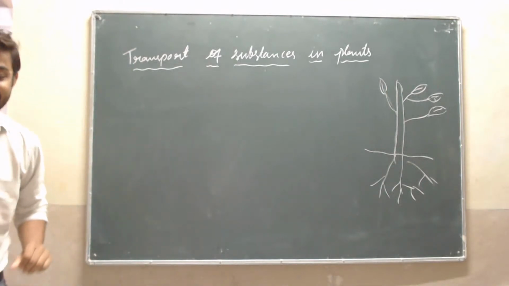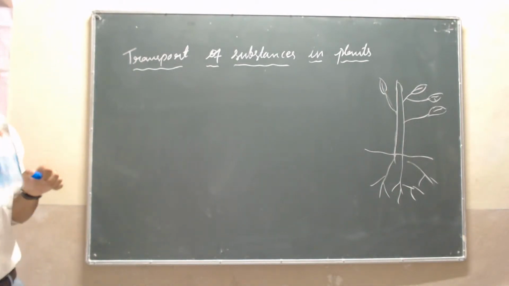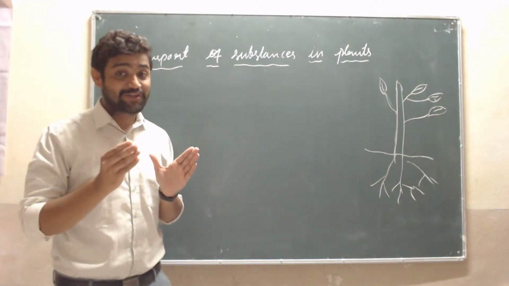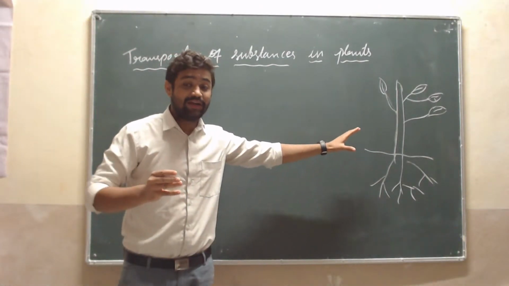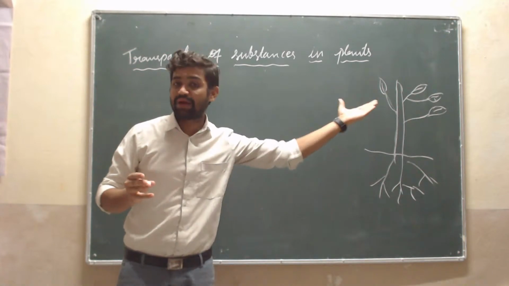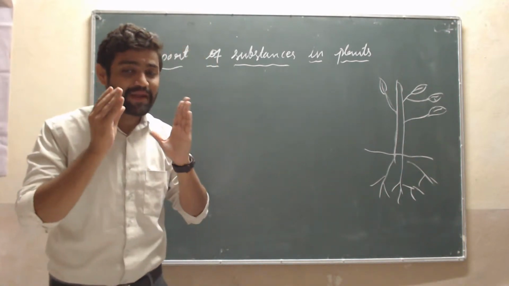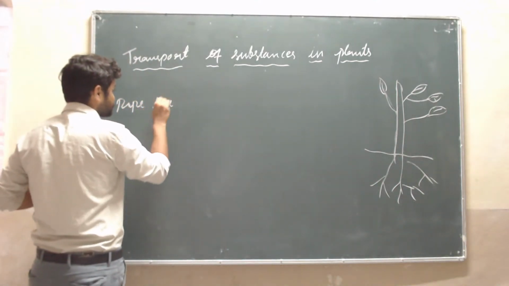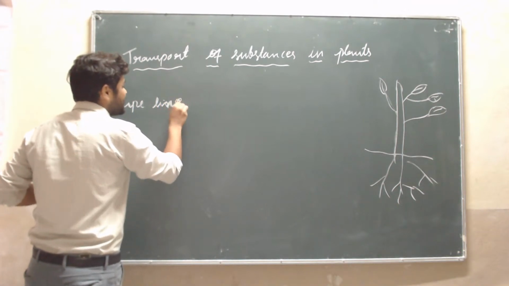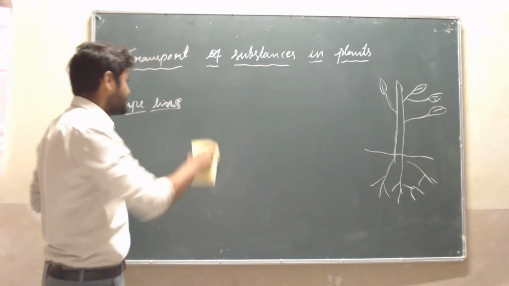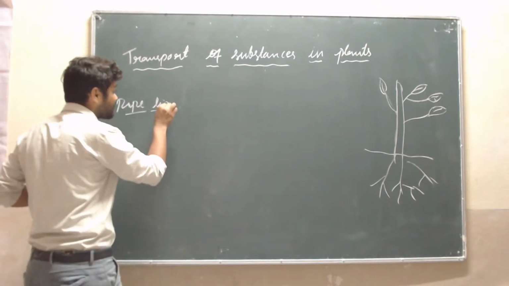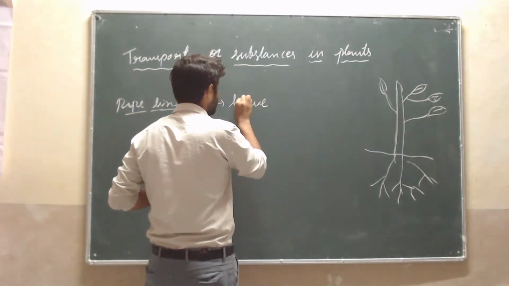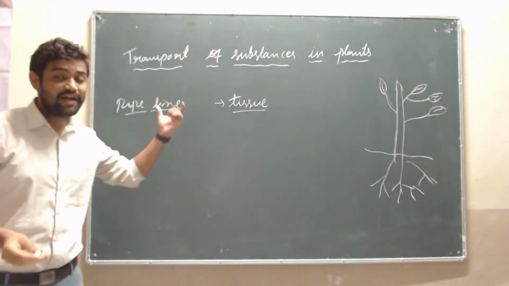Yes, can anyone answer? The food and water are transported in plants from roots to leaves, and from leaves to all the parts of the body, by pipeline structures. What are these pipeline structures? These pipeline structures are made up of tissues.